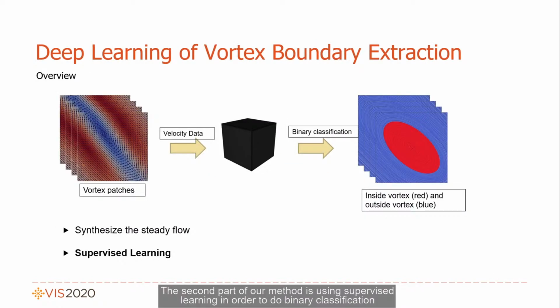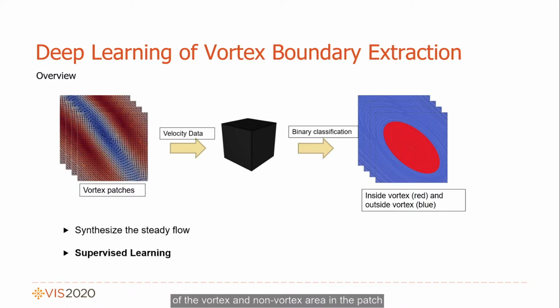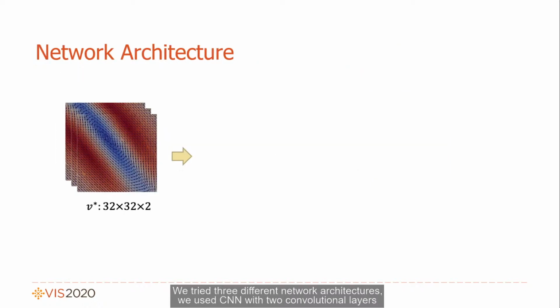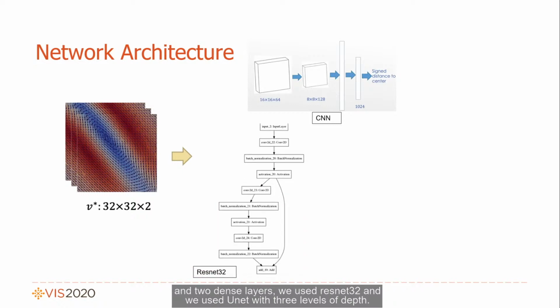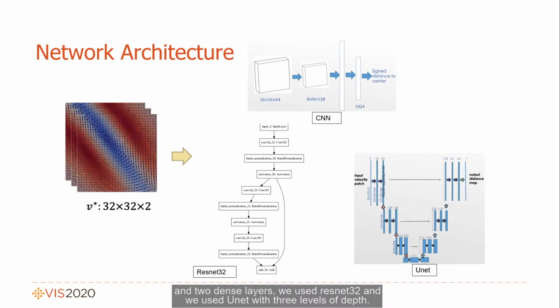The second part of our method is using supervised learning in order to do binary classification of the vortex and non-vortex area in the patch. We tried three different network architectures. We use a CNN with two convolutional layers and two dense layers. We used ResNet32, and we used UNet with three levels of depth.